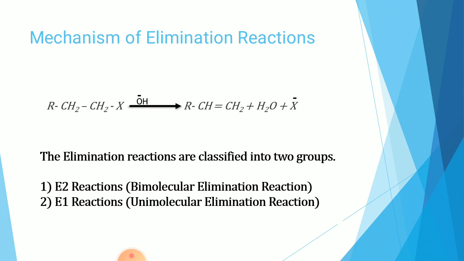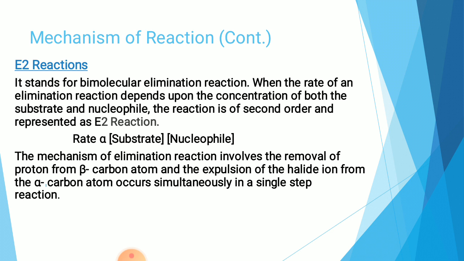Okay, so the elimination reaction can be classified into two types. First one is E2 reactions. E2 reaction represents the bimolecular elimination reaction, and another one is E1 reaction, which represents the unimolecular elimination reaction. So first we'll discuss the E2 reaction. E2 reaction generally stands for bimolecular elimination reaction.